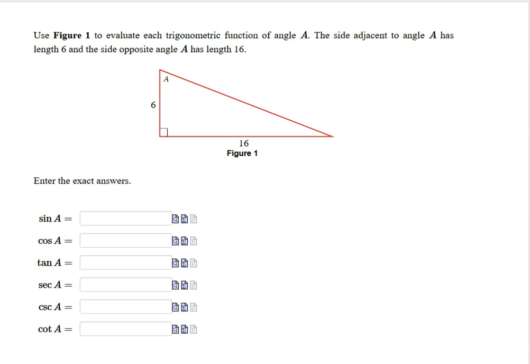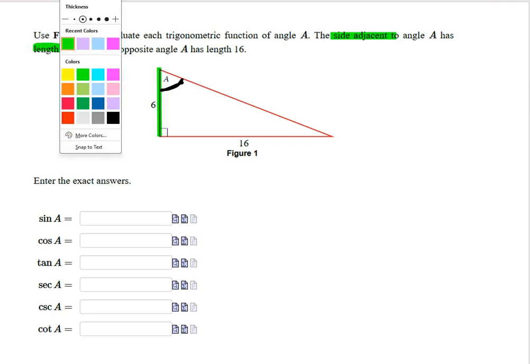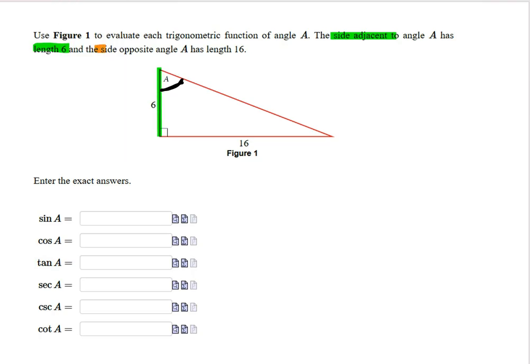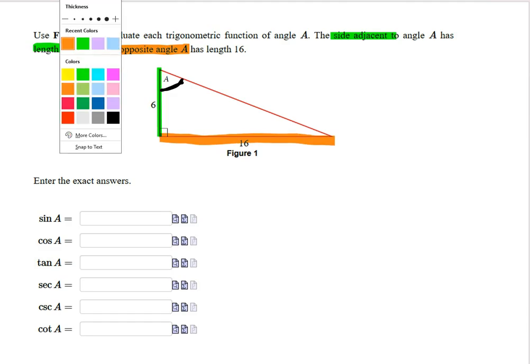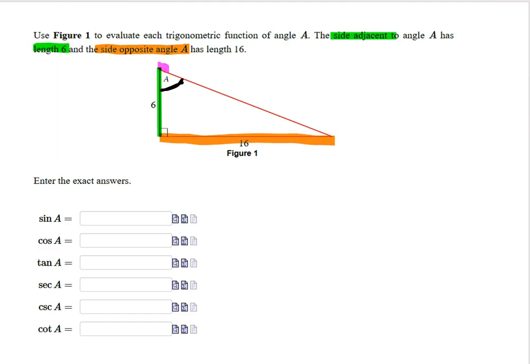All right, evaluate each trigonometric function of angle A, and angle A is right here. It tells me that the side adjacent to angle A has a length of 6. So here's the side adjacent. And then it says the side opposite angle A has a length of 16. That's this side here, which means I have a third side right here, which would be the hypotenuse, and we don't know what that is.